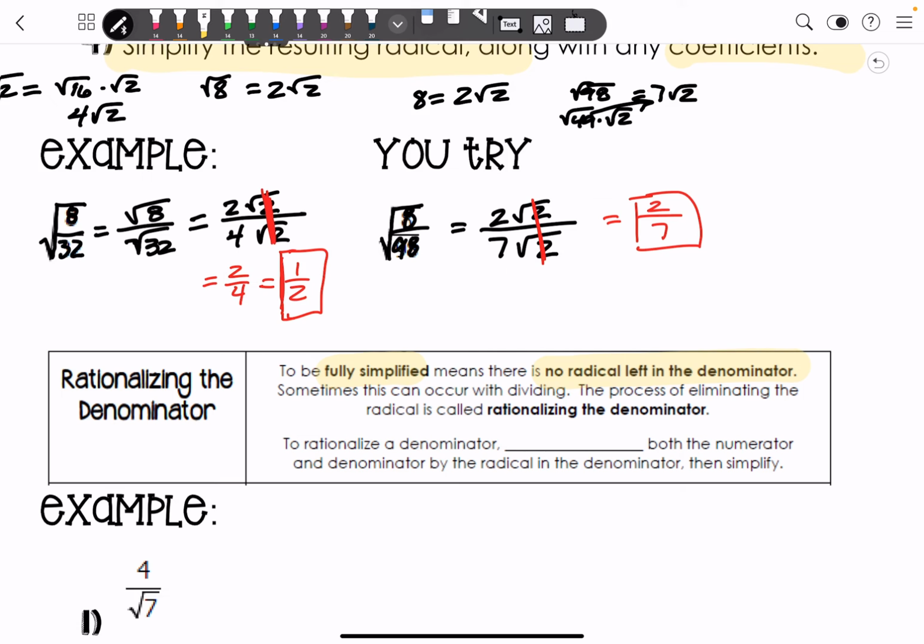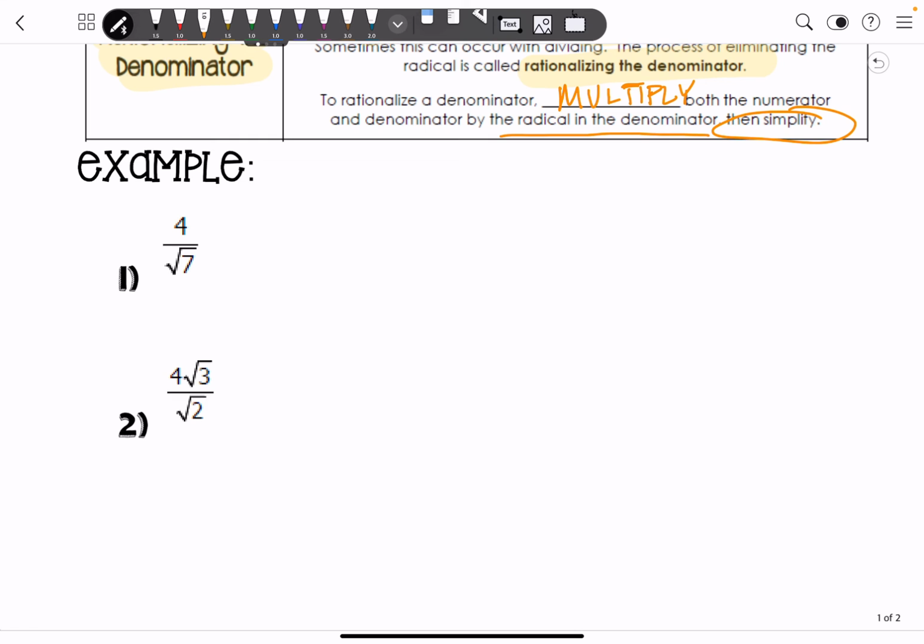This can happen when you're dividing. So when you're eliminating that radical from the denominator, it's called rationalizing. This is something you're going to need huge in geometry and algebra 2. In order for you to rationalize a denominator, you're going to multiply both the numerator and the denominator by the radical that's in the denominator, and then simplify. So let me show you with both of these.